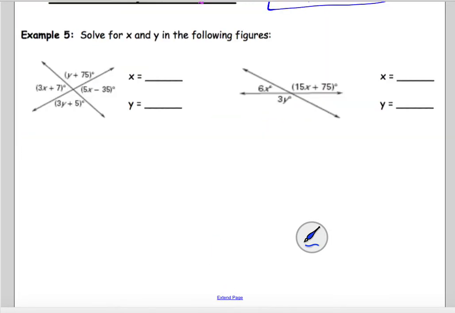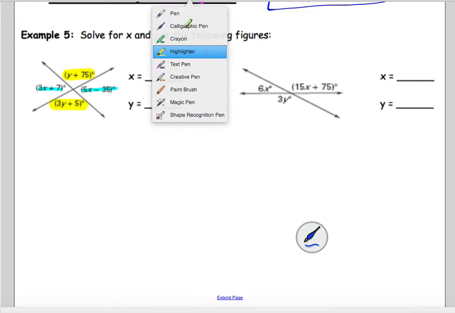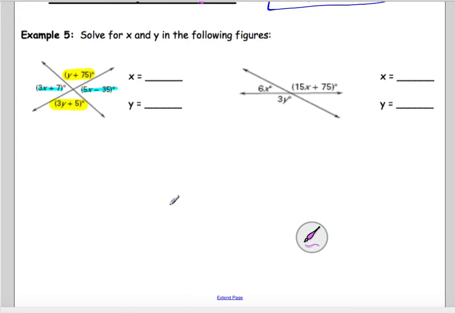On these next 2, here we have 2 lines crossing, forming vertical angles and linear pairs. The way you're going to work the problem depends on where your variables are. Find your matching variables and then you'll know, am I using vertical angles or linear pairs? Here has a y in it and this has a y in it. Those are vertical angles. This one has an x in it, and so does this one. Those are also vertical angles. So I'm going to work this problem using vertical angles.